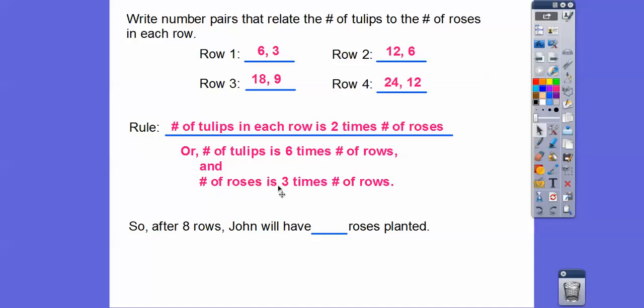Okay, we're going to use this one right here. We're going to go 3 times the number of rows, 3 times 8. 3 times 8 is 24.